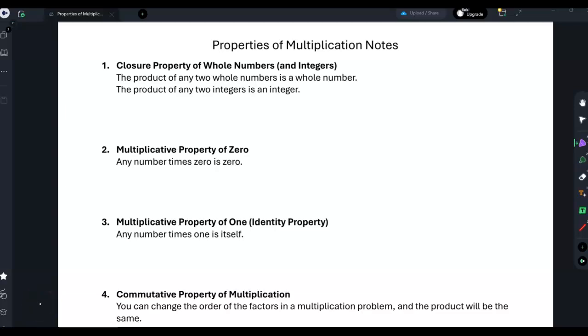Let's take a look at some properties of multiplication. Some of these names should be familiar because we also talked about them when we did addition. So we'll start with the closure property.